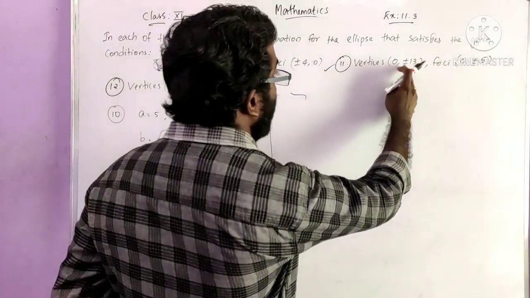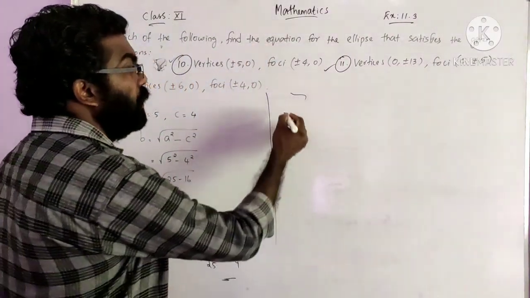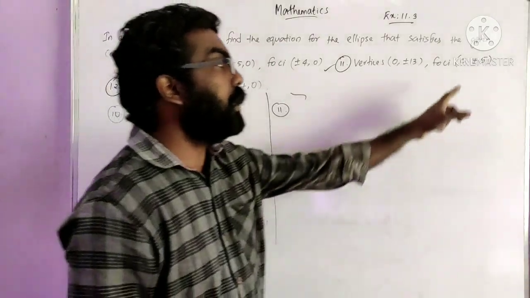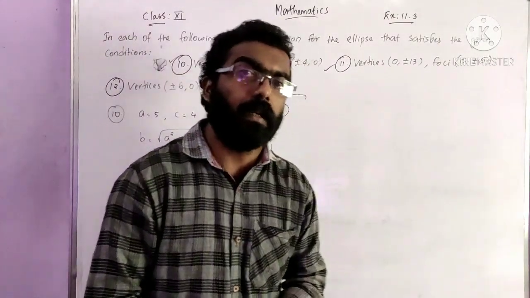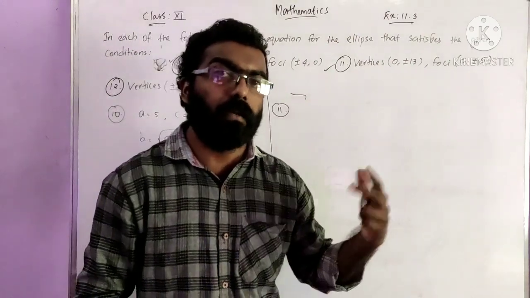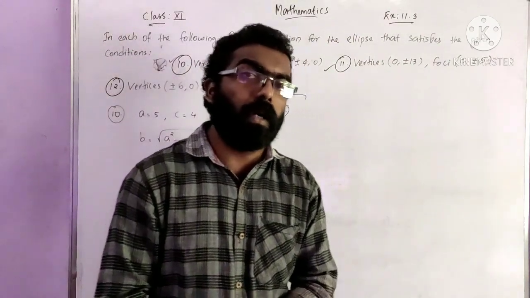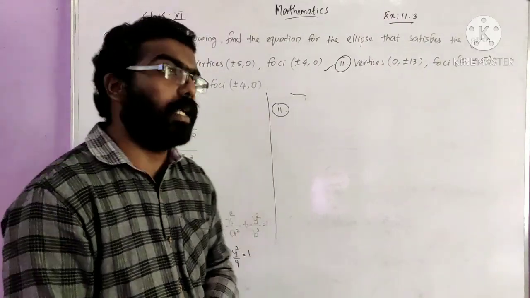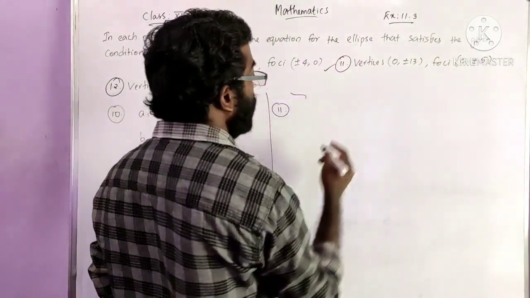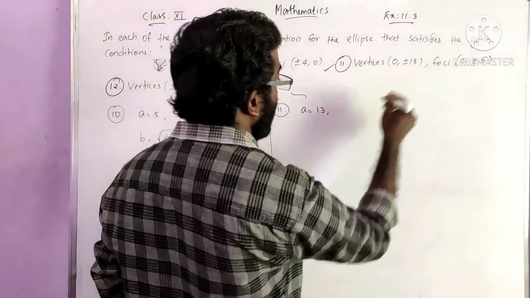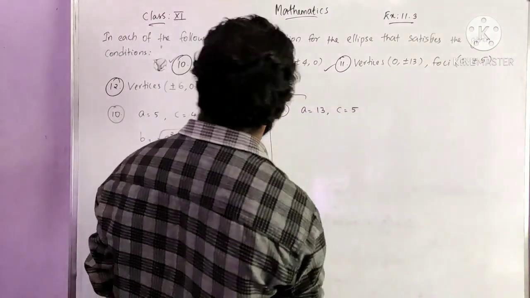Vertices 0, comma plus or minus 13 and foci 0, comma plus or minus 5. Foci 0, comma plus or minus c. That means focus lies on the y axis. It is of the second type. X square by b square plus y square by a square equal to 1. Right. From the coordinate of the vertices we can write a is equal to 13, and from foci we can write c is equal to 5.